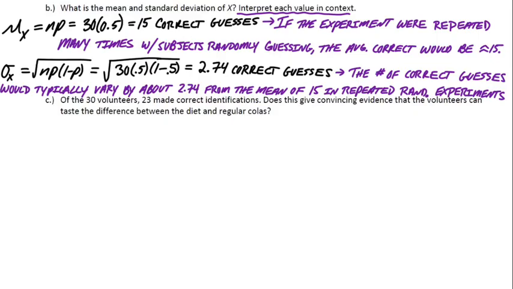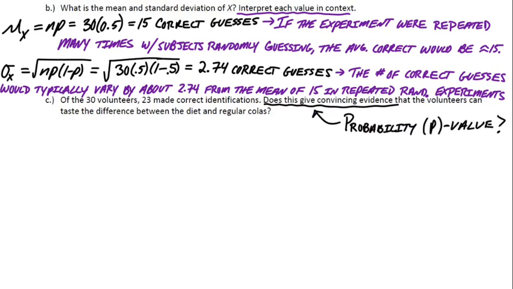Okay, and then lastly here, part C. It says, of the 30 volunteers, 23 made correct identifications. Does this give convincing evidence that the volunteers can taste the difference between the diet and regular colas? Okay, and in your experience, when a question asks, does this give convincing evidence, that typically means a hypothesis test is involved, and certainly a p-value or a probability value is involved.